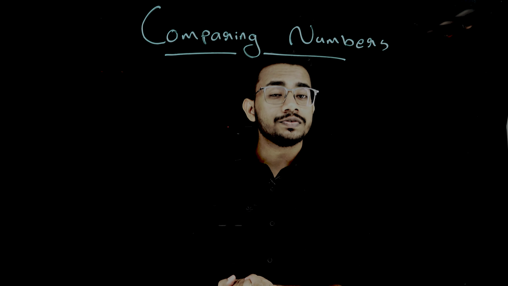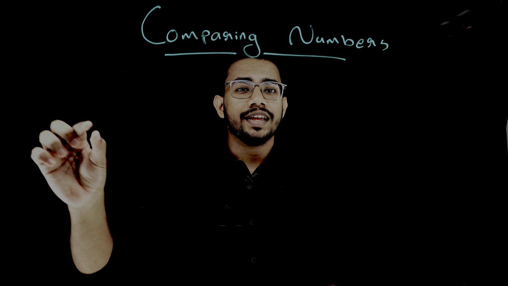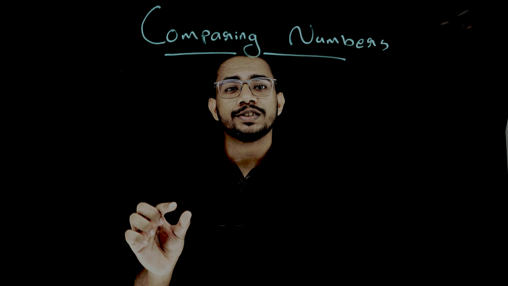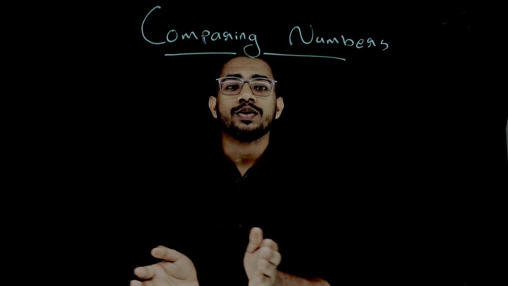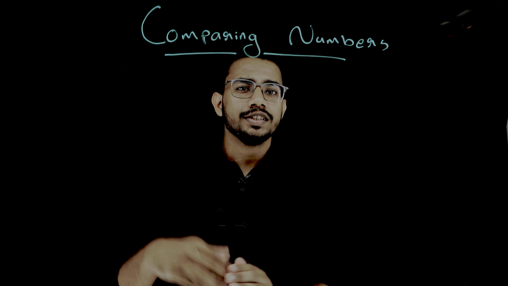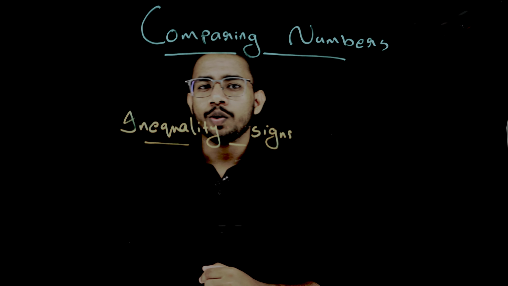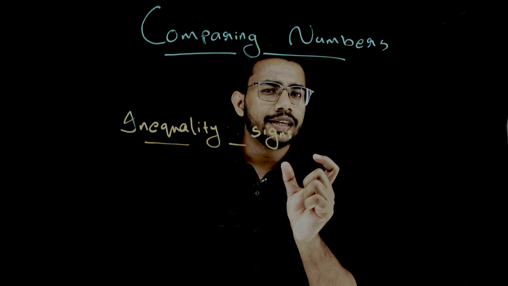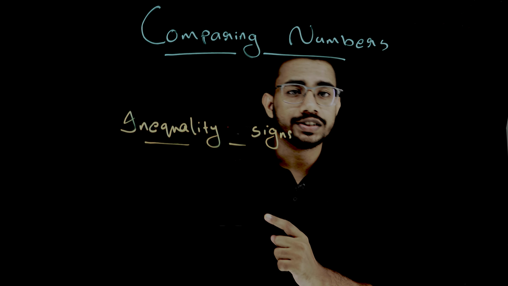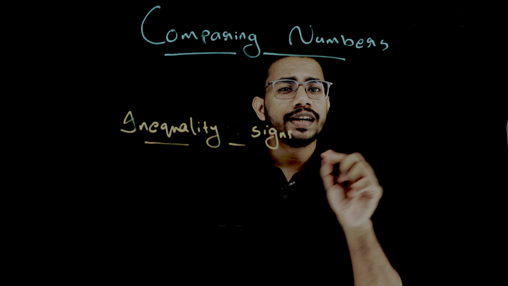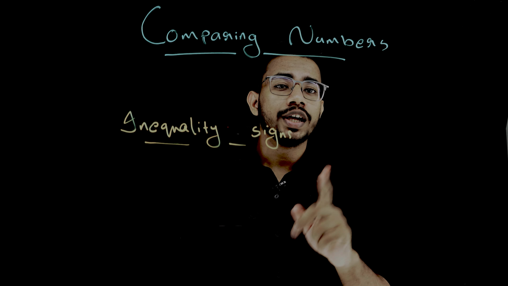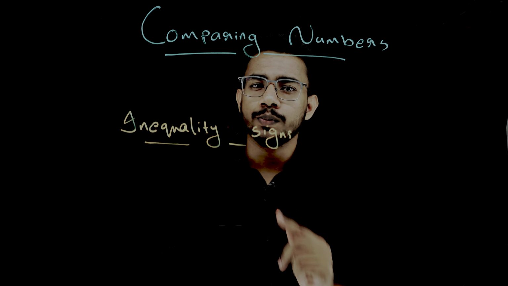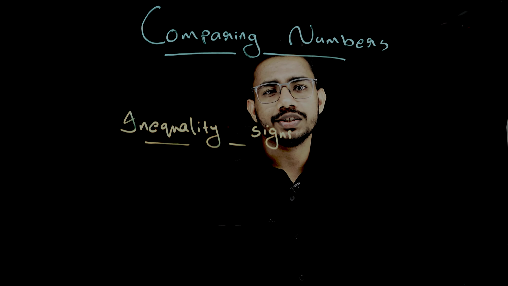So for now, we will get into the first one. The first thing is comparing the numbers based upon how long they are, or how many digits they have. Before going into the topic, we have to know a small key term called the inequality signs. That means we will be writing some symbols to denote which one is larger and which one is smaller. That is what an inequality sign means.